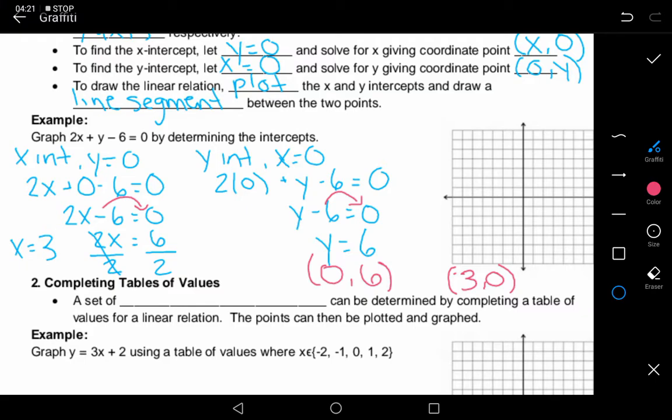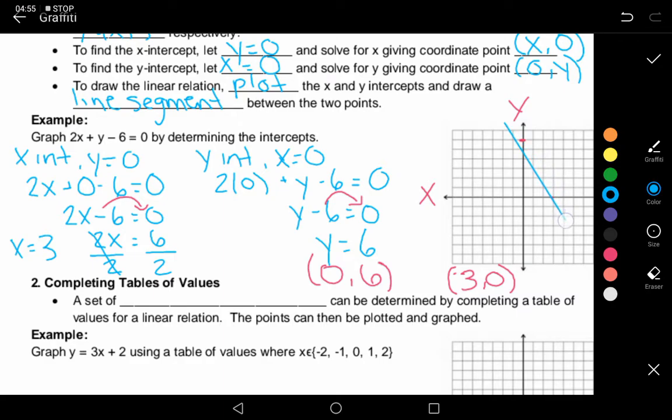So keep in mind, this is our x, this is our y. Don't forget that point. I'm going to look at the x first. So 3 on the x, 0 on the y, going to be approximately there. And 0 on the x, 6 on the y, 1, 2, 3, 4, 5, 6. It's going to be approximately there. The next thing I need to do is simply connect them by drawing a line segment.